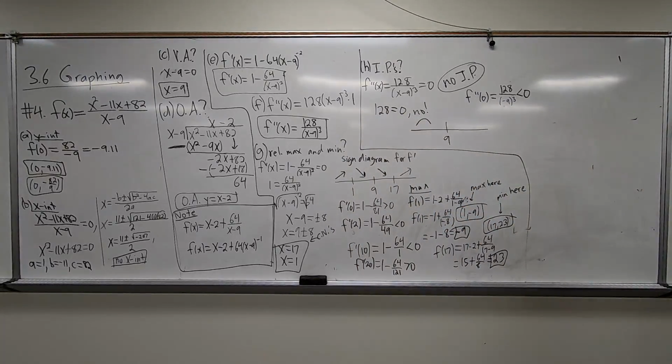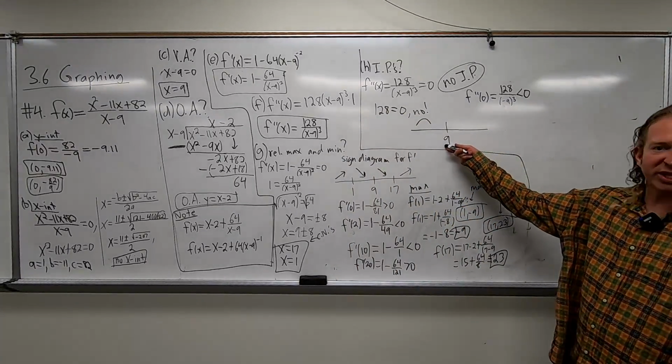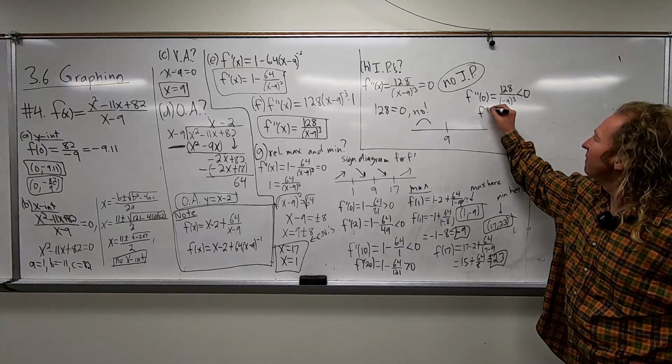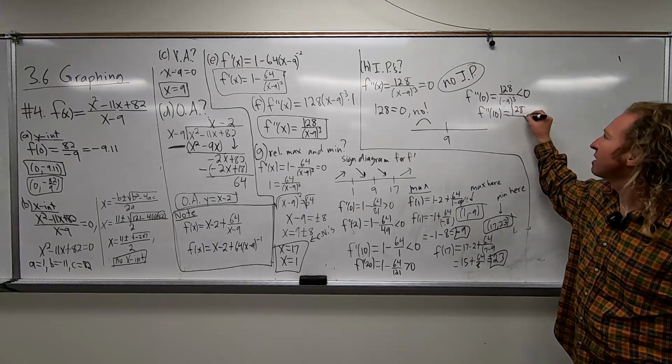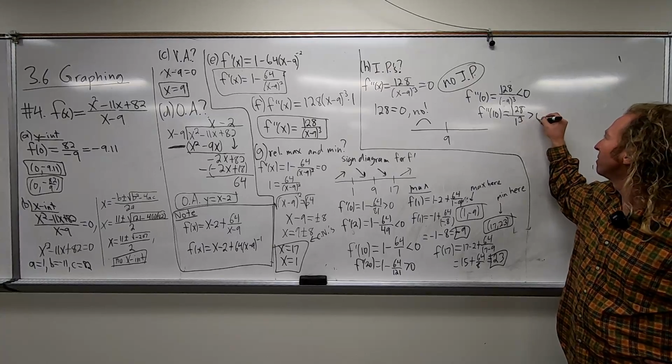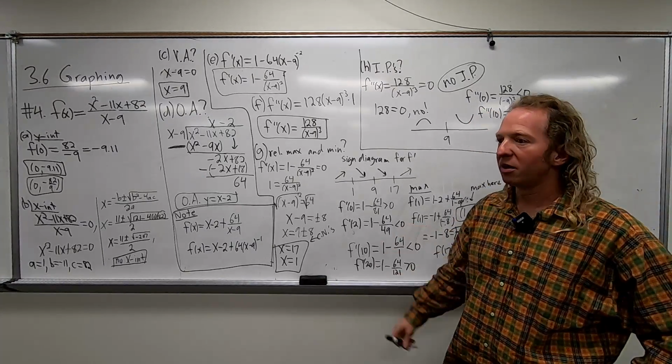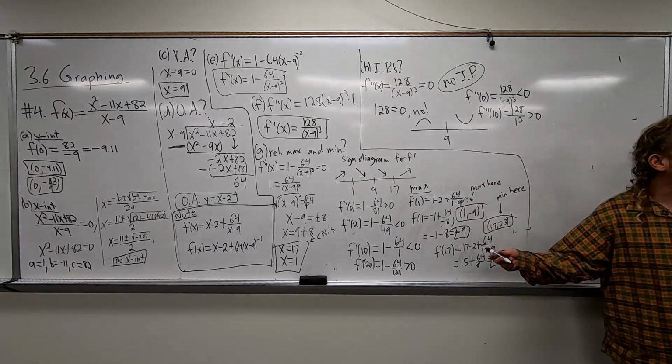Good stuff. How about 10? Let's do 10 now. That's a nice number. F double prime of 10. It's going to be concave up, because 10 minus 9 is 1, so it's 1 cubed, so it's concave up. Very good. But it's not an inflection point because 9 is a vertical asymptote.